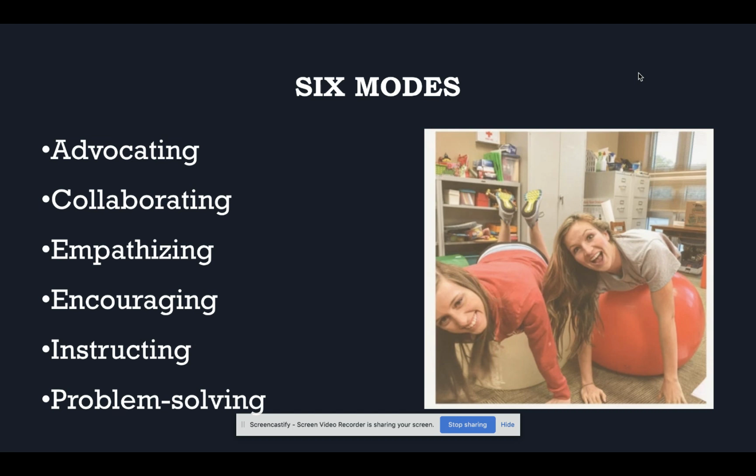The last one here is problem solving. So what we do is we support the client in thinking through the different options that are available to them, comparing those outcomes, and providing supportive analytical thinking in order for them to make the best decision that is available to them at the time.